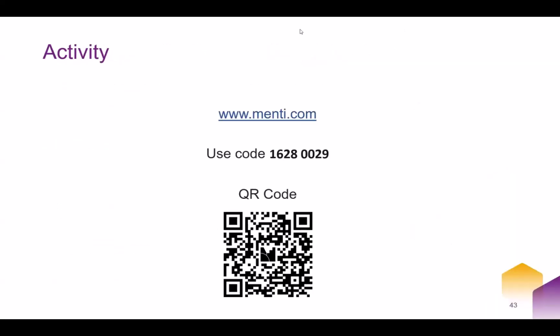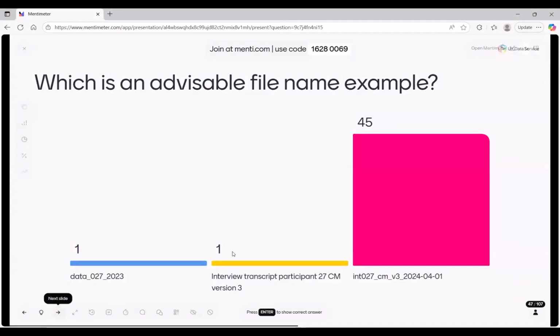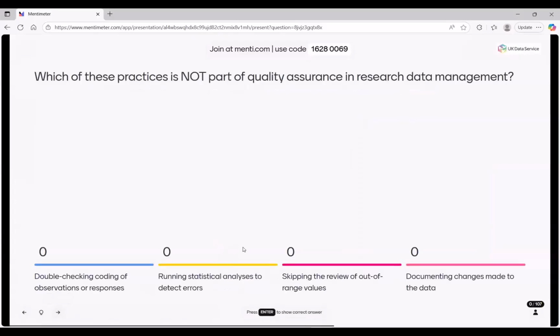So, another quick question on the Mentimeter. Which of these practices is not part of quality assurance in research data management? What do you think?